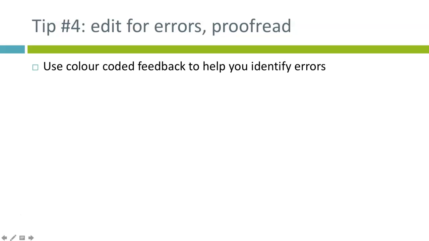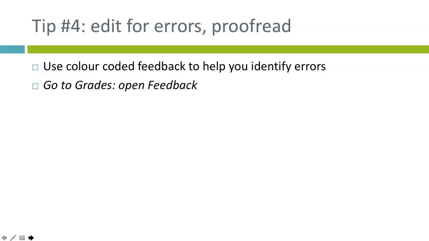Tip number 4 is to edit for errors and to proofread. In my assessment of your draft, your rough draft, in the feedback, I have used a system of color coding to help you identify, in particular, errors in grammar, spelling, and punctuation. And by the way, I did not identify every single one. I basically highlighted some of them, and it's up to you to make sure that you find all of them. So there's that color coding system. What each color means is in your written feedback.